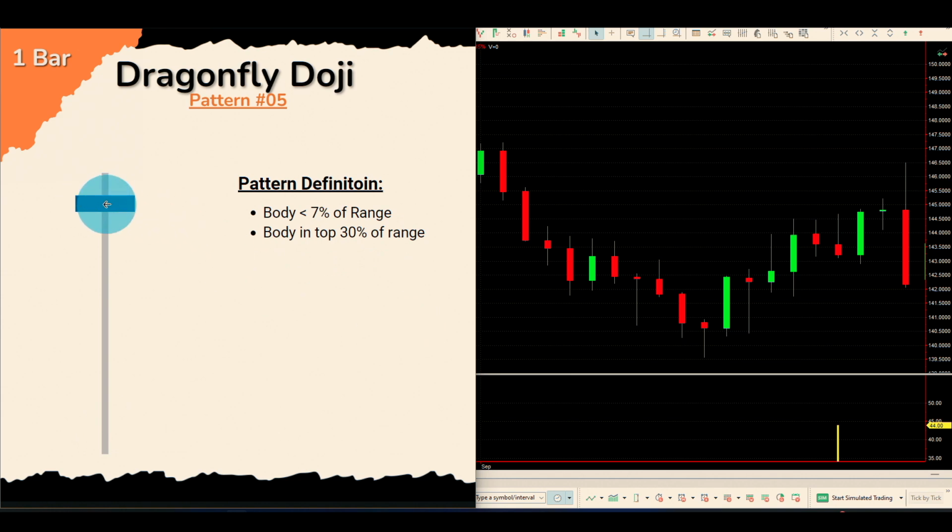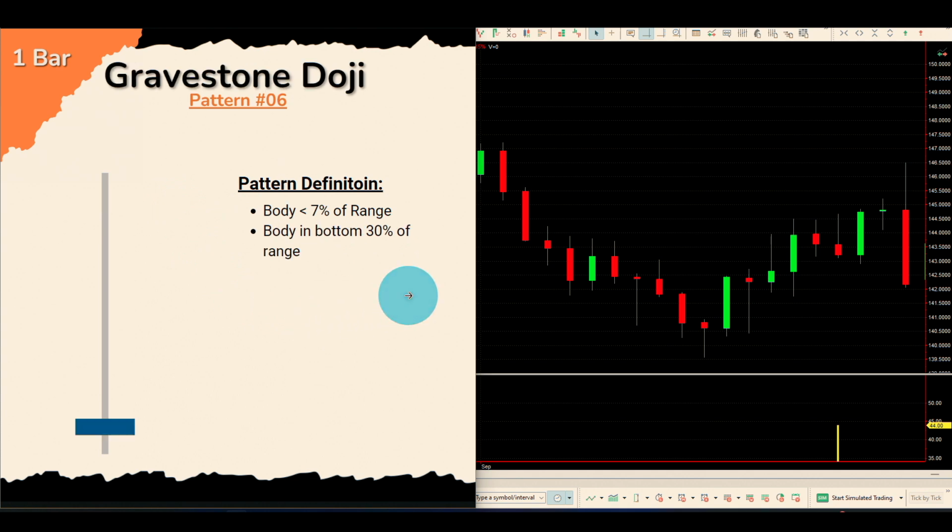And this one is blue because it doesn't matter if it is green or red, because the distance traveled is too small. As you can see, the body is 7% of the range. That means the difference between the top of the body and the bottom of the body is lower than 7% of the range of the bar. This one has to be in the top 30% of the range. Then we have the gravestone doji, which is just the opposite, in the bottom 30% of the range.